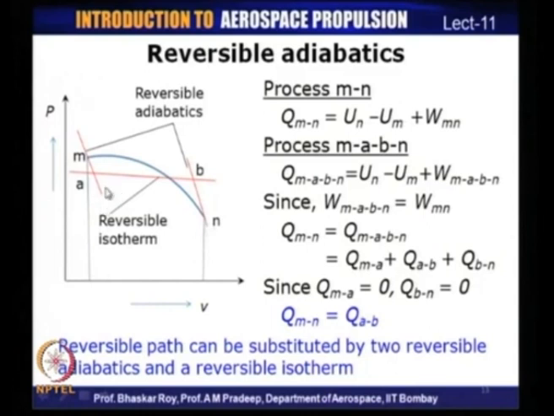Now, Q m A is basically a reversible adiabatic process, and since it is adiabatic, Q m A is equal to 0. That is also true for Q B n, which is also a reversible adiabatic, therefore that is equal to 0, and therefore Q m n is equal to Q A B. So, basically what this means is that any reversible path can be substituted by two reversible adiabatics and one reversible isotherm. This is another property of a reversible process, that you can substitute a reversible process using three processes, two of them are reversible adiabatics and one is a reversible isotherm.